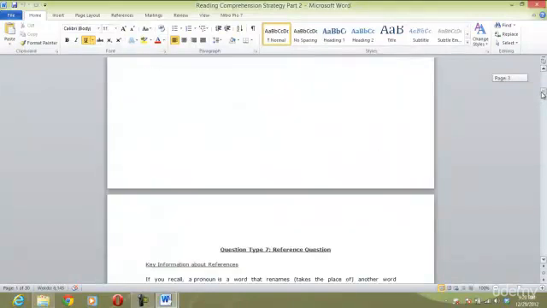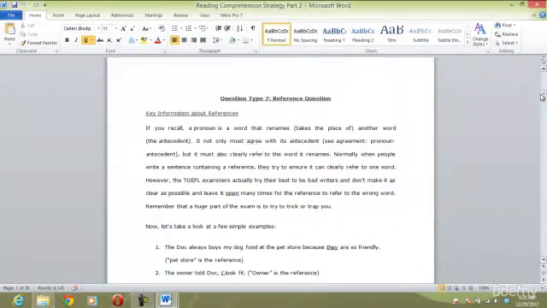Read through this information. Reference questions. They really don't do this question a lot anymore. They do it sometimes, but basically it's what does it refer to? What does they refer to? Who does they refer to? With this kind of question, the main thing to keep in mind is that what it refers to or who they refers to is always going to be referred to in that sentence or the previous sentence, never more than that.